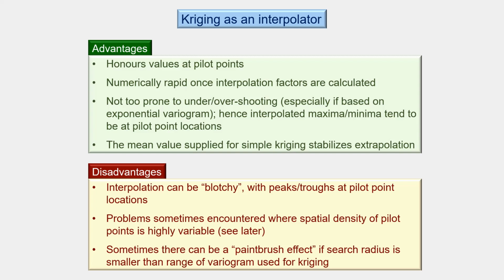However, it's not the perfect interpolator. Interpolated parameter fields can sometimes appear a little bit blotchy with bullseyes at the pilot points. Sometimes there can be problems with differential spatial densities of pilot points, though with functionality supplied with PLPROC, this can mostly be eliminated. If you're not careful, there can sometimes be a paintbrush effect, artificial discontinuities in an interpolated parameter field. This can happen if your search radius used in pilot point interpolation is not considerably larger than the range of the variogram on which pilot point interpolation is based. That way, as pilot points move in and out of the search radius, there can be artificial discontinuities in the interpolated parameter field.